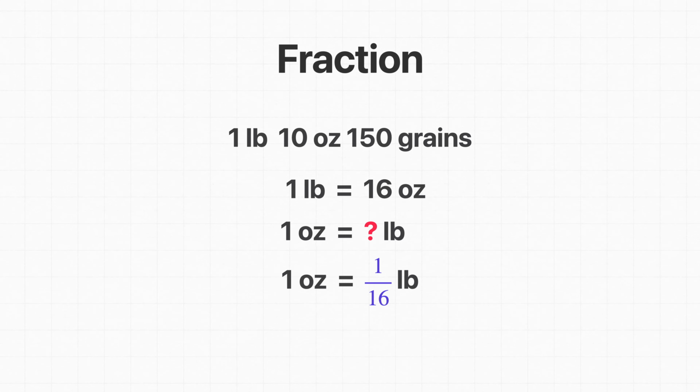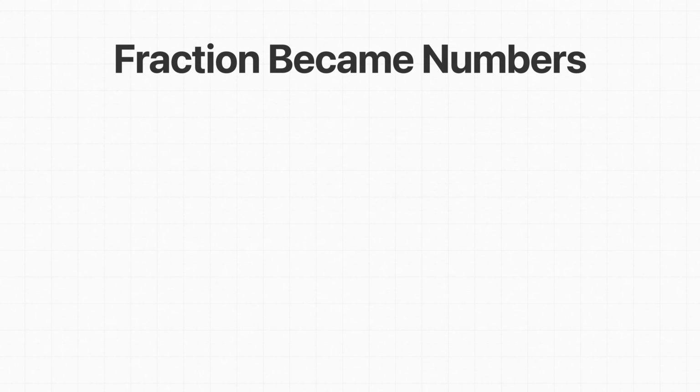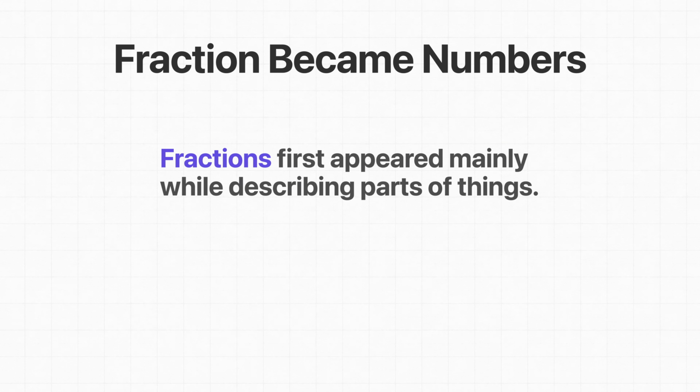Notice what's happening. These smaller units are simply fractions of the main unit. People in those days didn't write fractions the way we do today. But mathematically, they were still fractions. For a long time, fractions were mainly used to describe parts of objects or to measure them. They were closely connected to real physical things.